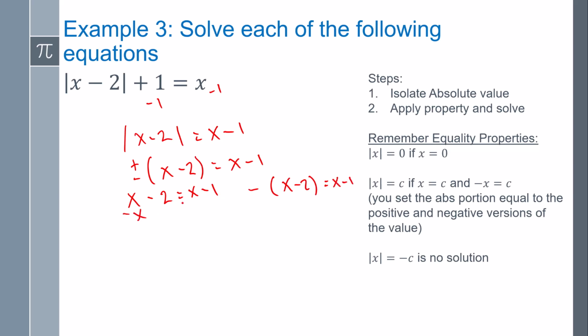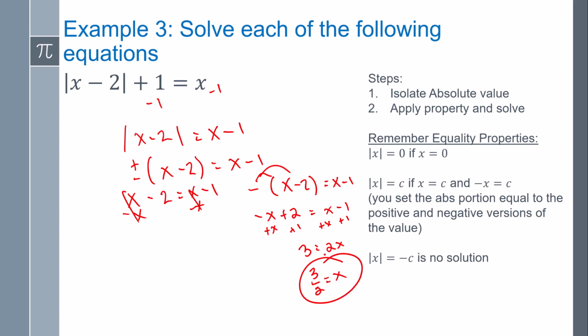Well, if I subtract the x on both sides, the x's disappear. I can't use it anymore. But for this one, distributing the negative, add x, add 1, divide by 2, and so that's our answer, 3/2.